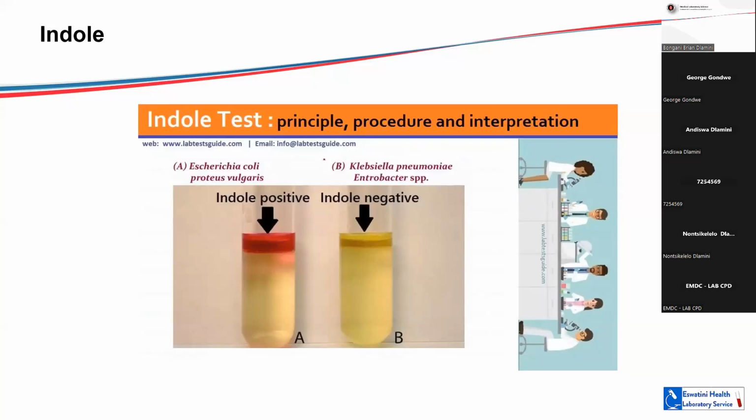So again, it's very important that you set up a positive and a negative control. We use this test to confirm E. coli. You can also use it to differentiate between your Klebsiella pneumoniae and your Klebsiella oxytoca, where Klebsiella pneumoniae is negative for indole and Klebsiella oxytoca is positive. And also you can use it to confirm your Proteus mirabilis because it is negative for indole, whereas the other species are positive.